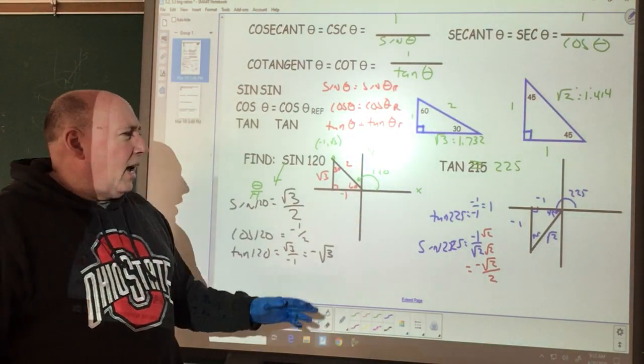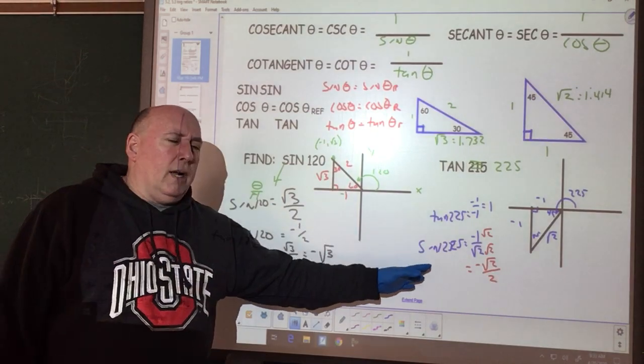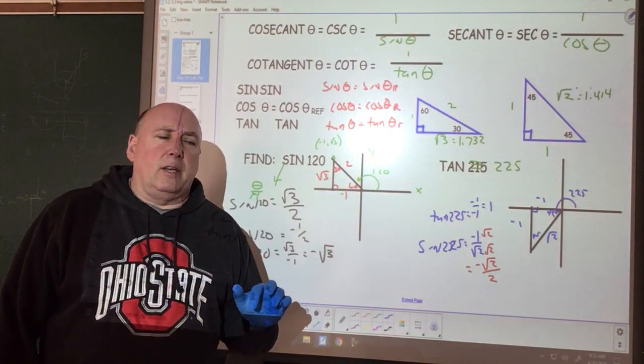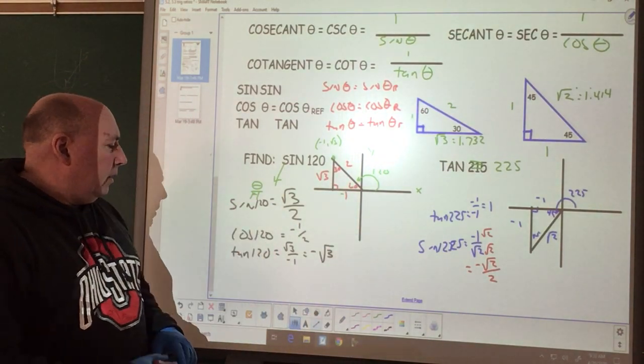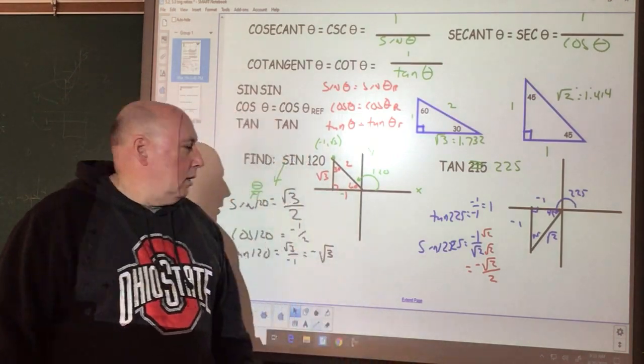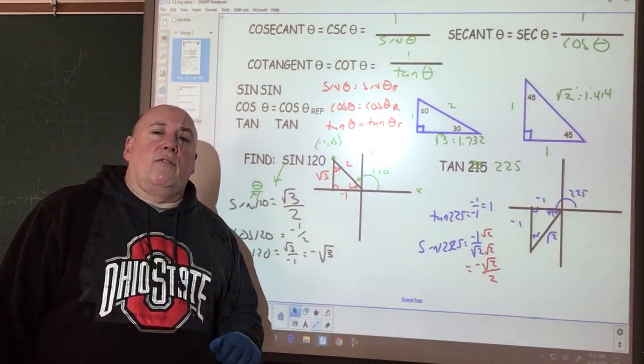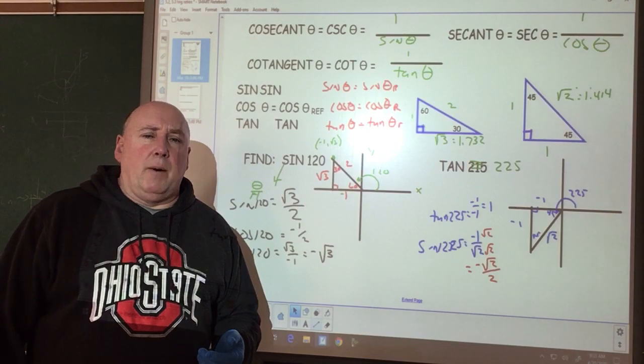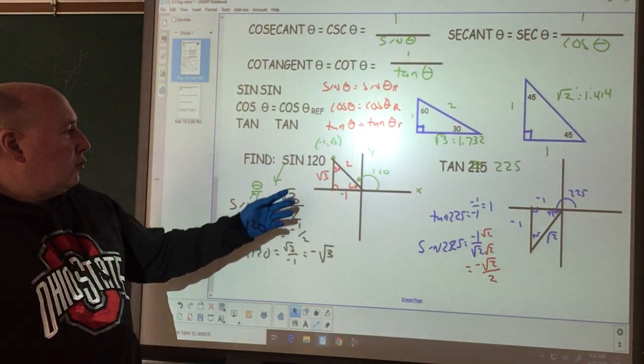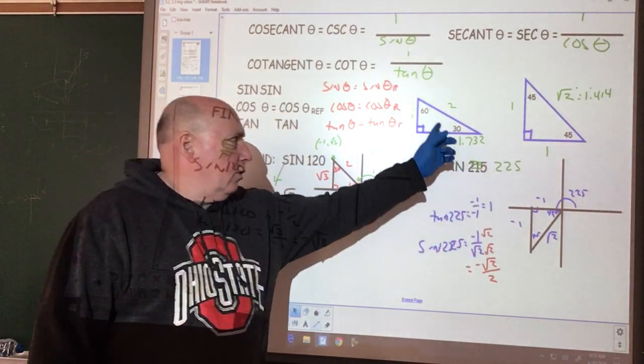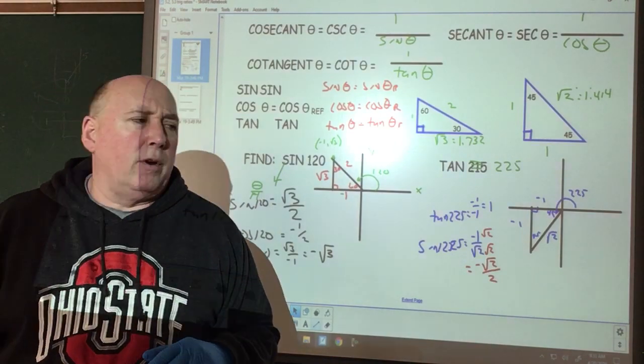I don't want a decimal value that you clickety-clack through the calculator. I want exact values. Make sure you rationalize your denominator. Okay, draw a picture, throw in your 30/60s and your 45/45s.